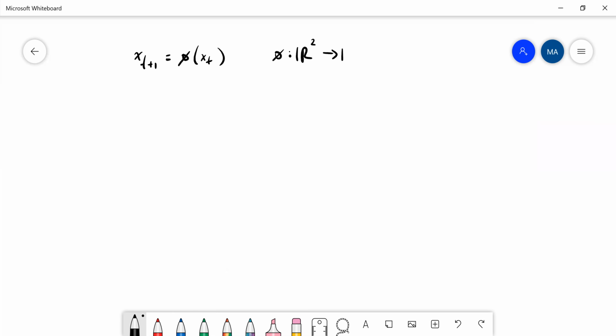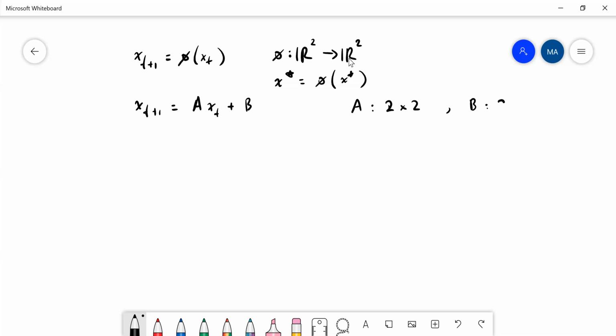Now I want to focus on 2x2 systems, but everything I say is true for the general case. So we assume that there is a steady state, a fixed point of phi, okay? And we want to linearize our model around this steady state. After that linearization, we find that A is 2x2 and B is 2x1, okay?